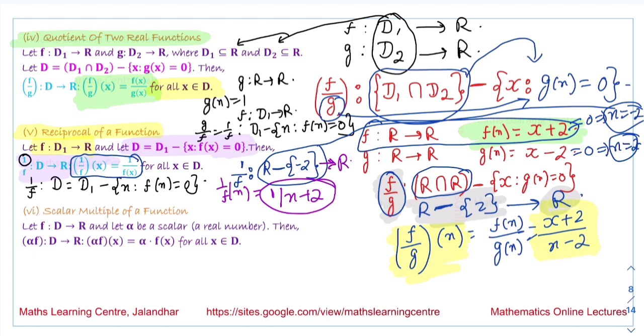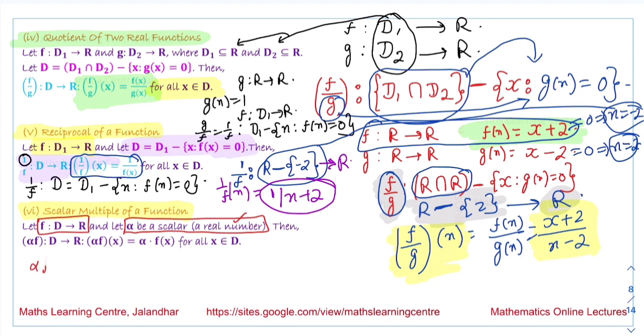The next operation we have over here is the scalar multiplication of a function. So scalar means we are talking about any real number. Suppose alpha is a scalar, that is, alpha is a real number. Wherever we use the term scalar in this chapter, we mean a real number. There is a function f from d to r.